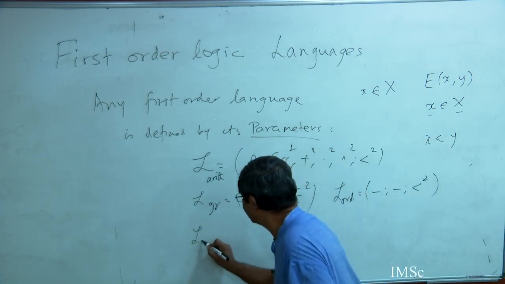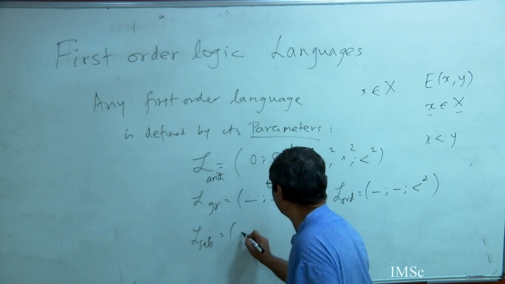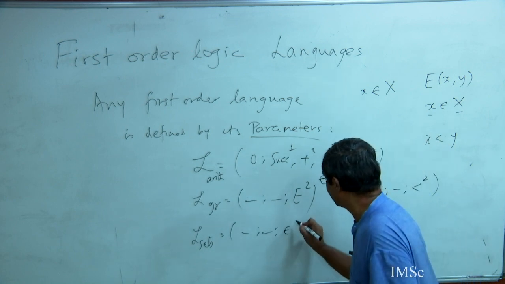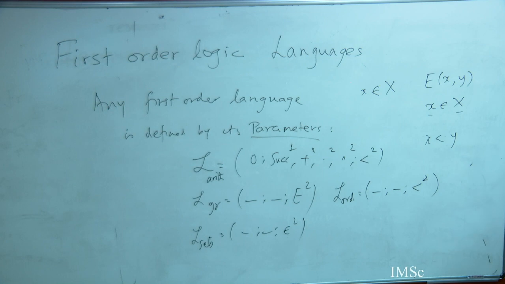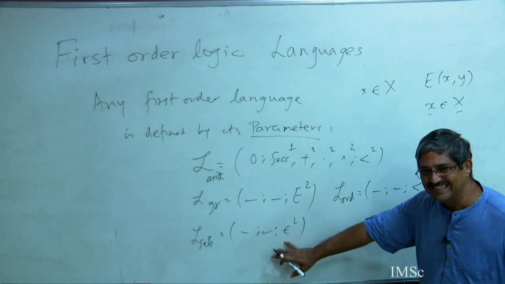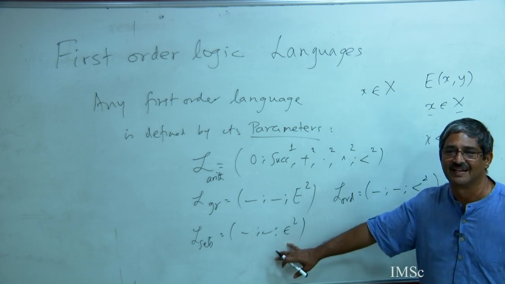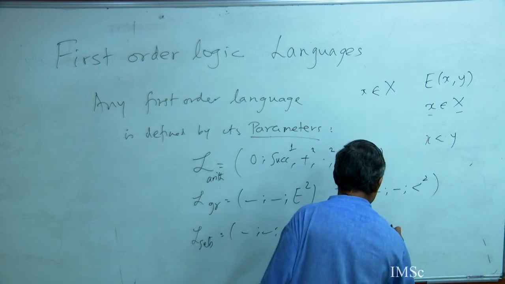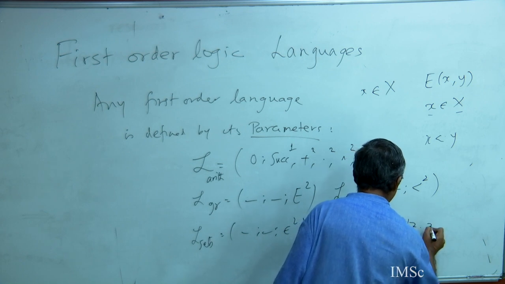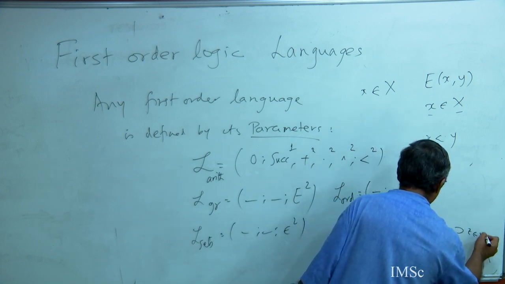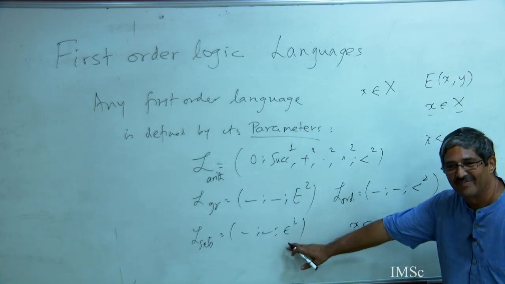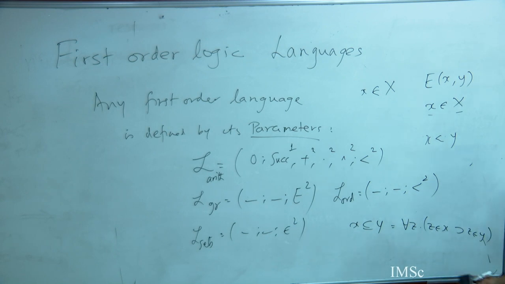Language of sets. What does it have? Again, nothing. No functions. And membership. That's enough. Now you can say, but this is not enough because I want subset, surely. Yeah? But I can simply write x subset of y as: for all z, z belongs to x implies z belongs to y. That will define subset for me. So it's enough if you have membership. You can think about it, right?